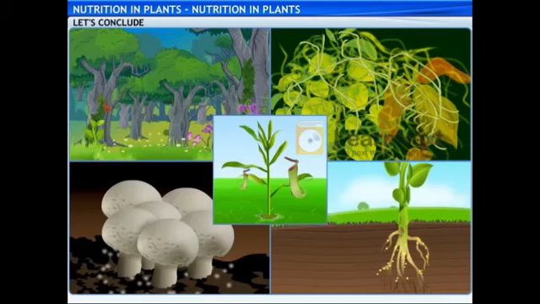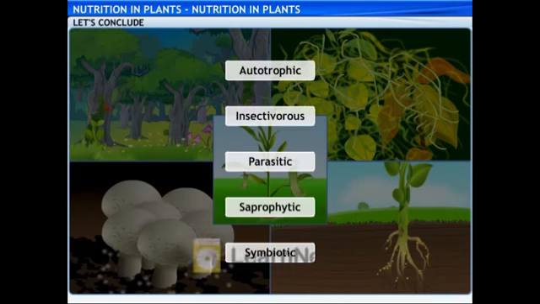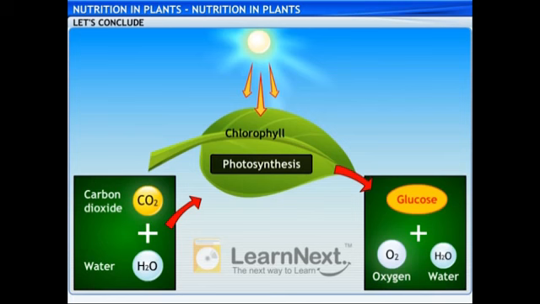Congratulations! You have successfully completed this lesson on nutrition in plants. You will now be able to identify the mode of nutrition in plants and explain the importance of photosynthesis.